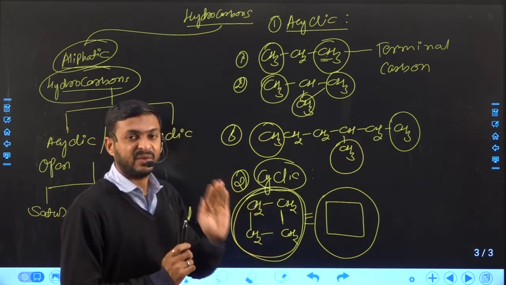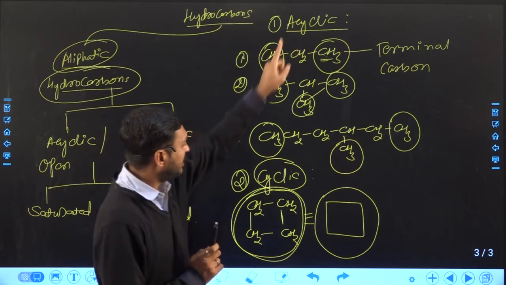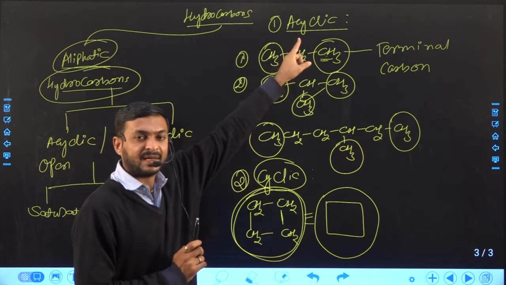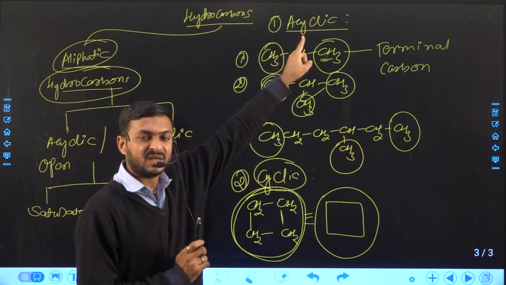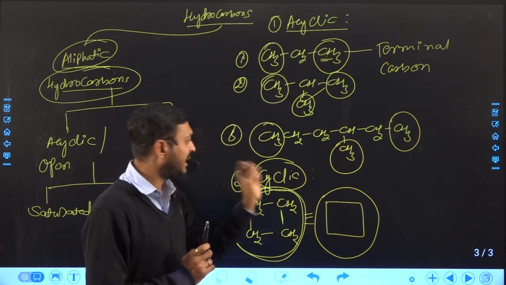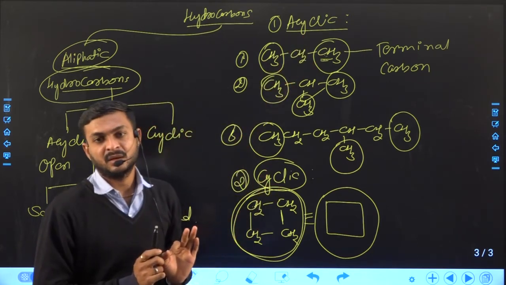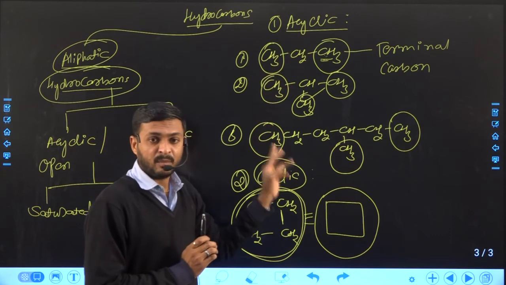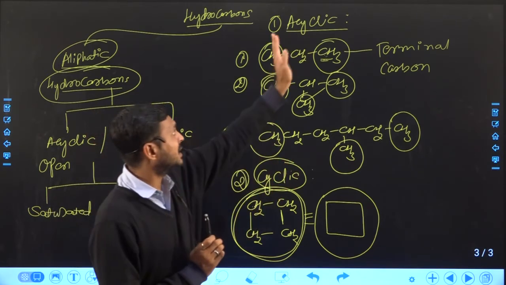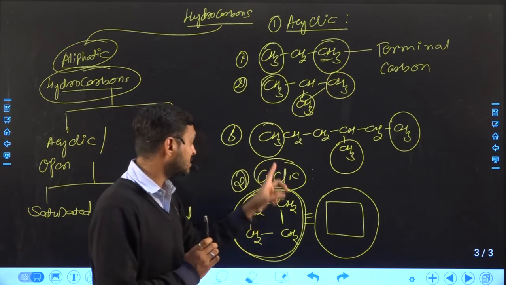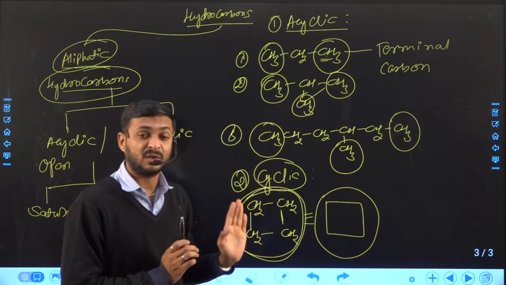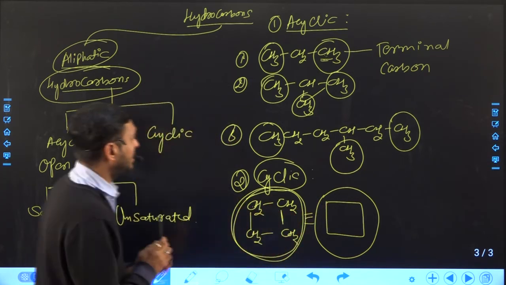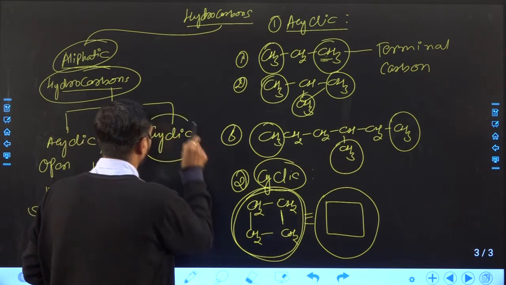So that is how we can differentiate an acyclic compound and a cyclic compound. I hope you get some clarity about the difference between them. An acyclic compound contains a terminal carbon, while a cyclic compound does not contain a terminal carbon, and it makes a cycle. That is why we call it a cyclic compound.